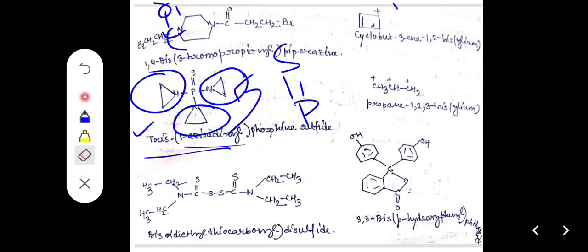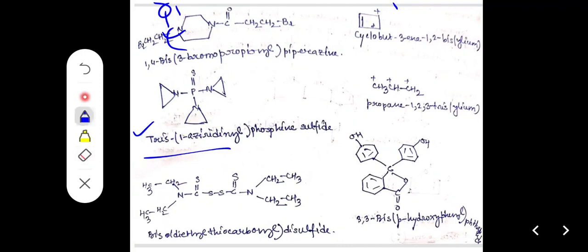So overall the structure name is tris(1-aziridinyl), because 1 we can say is at the 1 position nitrogen, or phosphorus, we can say from phosphorus the 1-aziridinyl is attached as a unit. So we can say tris(1-aziridinyl)phosphine sulfide because there is a P double bond S bond.